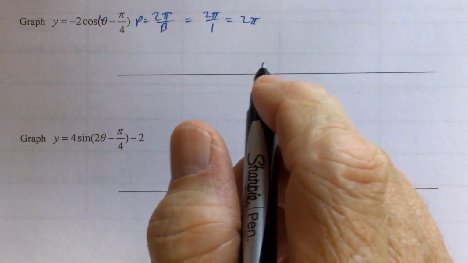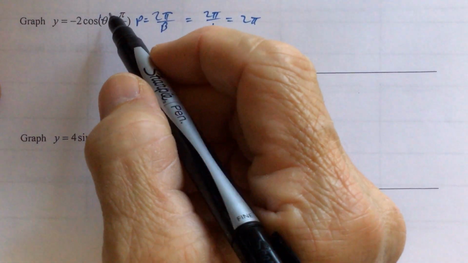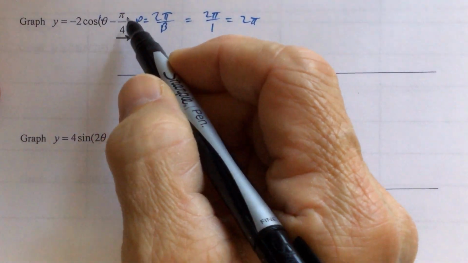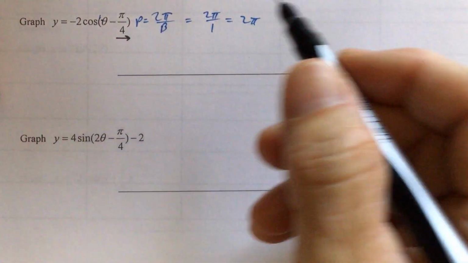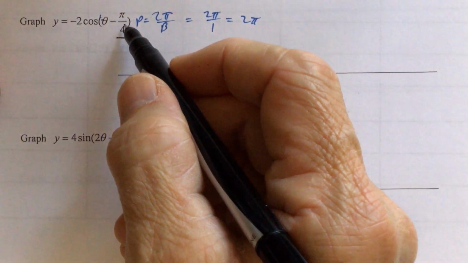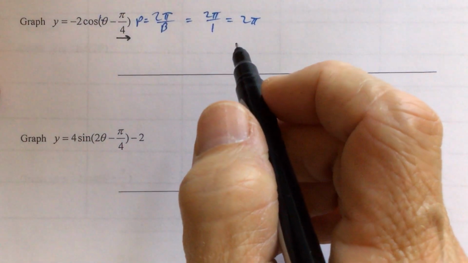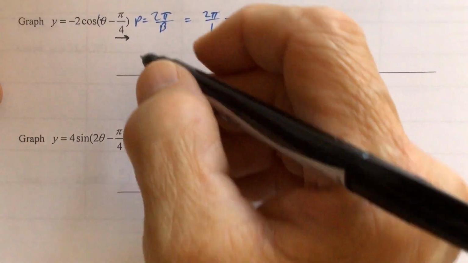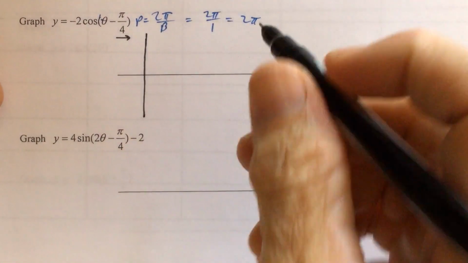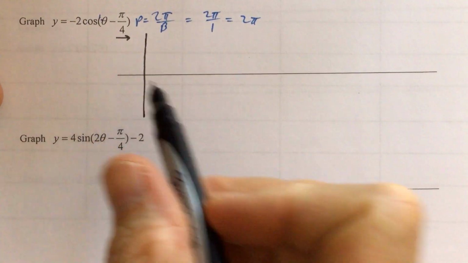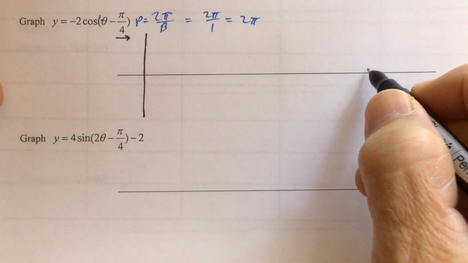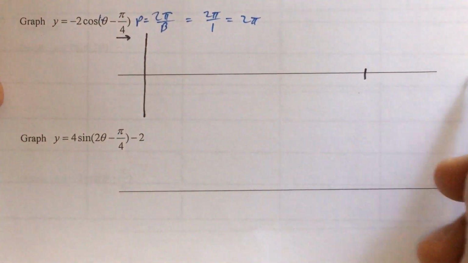Now here's one little trick. We notice that we have a theta minus something, so we're going to end up having to shift. Remember how we have x minus 2, we shift 2 to the right, x minus 3, shift 3 to the right. Well, if we have x minus pi over 4, we're going to shift pi over 4 to the right. And so since we are going to shift to the right, we're going to want to leave a little space to the right. So we're going to draw our vertical axis a little bit closer to the left end, and we're going to plot the end of our period with a little bit of space to the right of it.